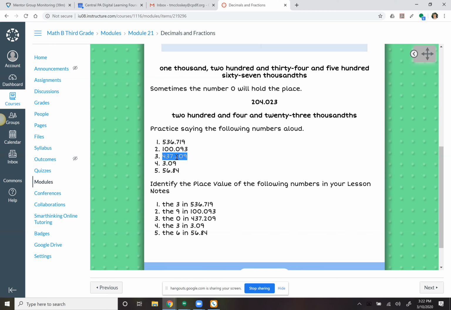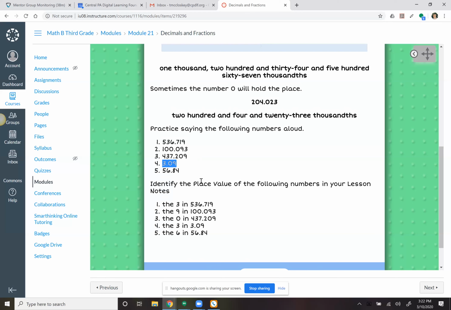137 and 209,000. Good. 437 and 209 thousandths. All right. How about this one? 300. No, look where that is. It's the 3's before the decimal. So it's a 1's.